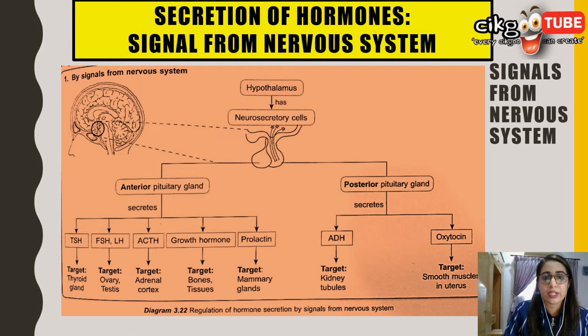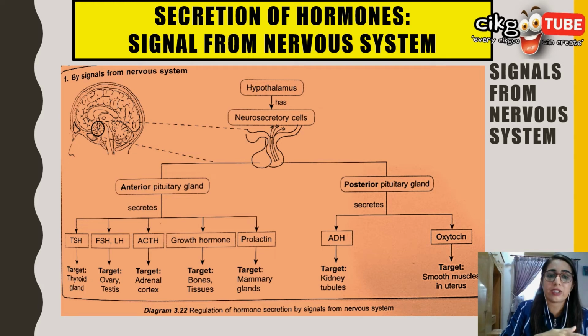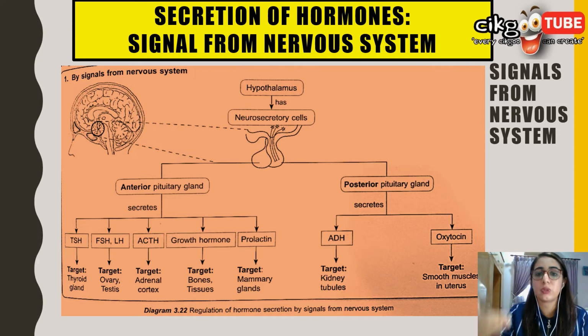Now, you can have a look at this. You can copy this chart down, the secretion of hormones, which signals from the nervous system. You can know that the hypothalamus has neurosecretory cells, and then we have the anterior and the posterior pituitary gland, which secretes hormones which are targeted to other glands. So you can copy this down before we move on to the next slide.